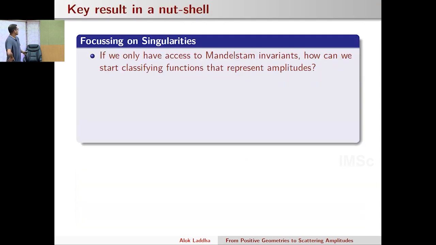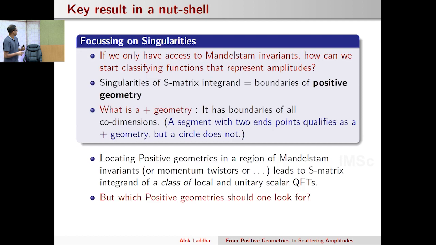Okay, so I'm just going to give you a very broad picture of where we will head in the end. If we only have access to Mandelstam invariants and nothing else, how can we start classifying functions that represent amplitudes? We don't want to start from a theory, or assume unitarity and locality, but can we still somehow isolate functions which are the S matrix of some theory against functions which are not?